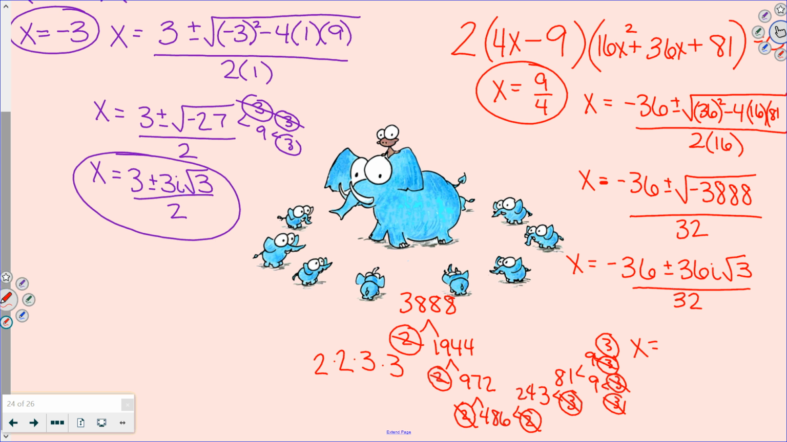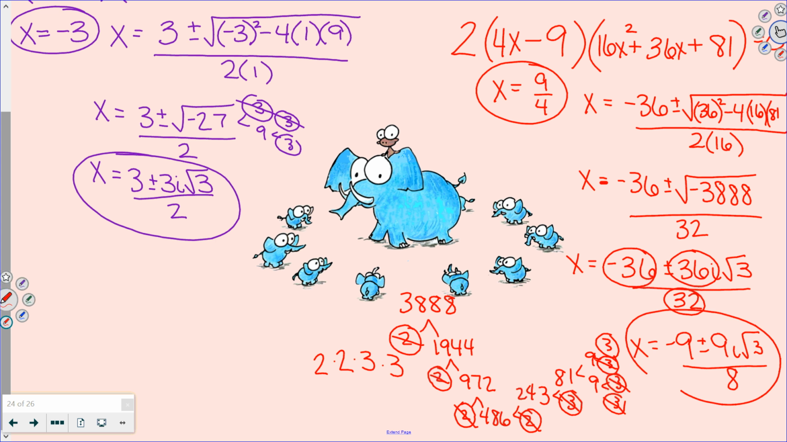I'm not done yet. Hang with me. You'll love me. Just give me a minute. Let me get there. Divide by what? They all divide by 4. Right? All three numbers, they all divide by 4. So negative 9 plus or minus 9i radical 3 all over 8. I divided them all by 4.